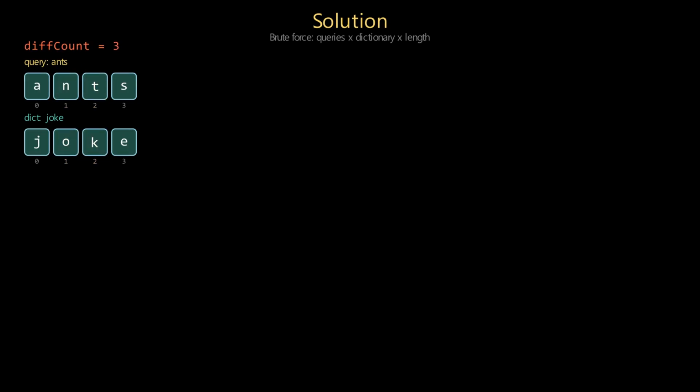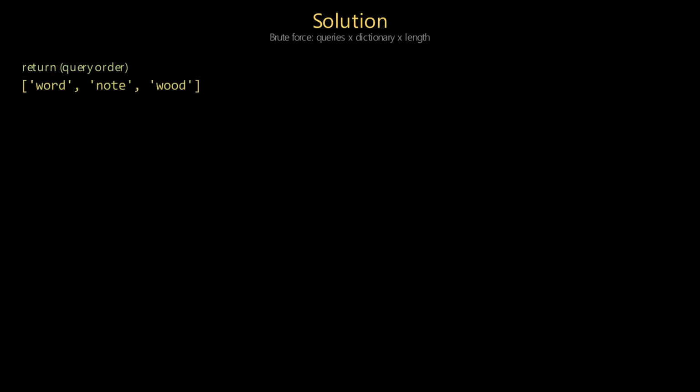Optimization is key. As soon as we hit 3 differences, we've exceeded our budget. We stop comparing these two words immediately and move to the next word in the dictionary. After checking all queries, we return those strings in query order. Each one stayed because some dictionary word was within the 2-edit limit.